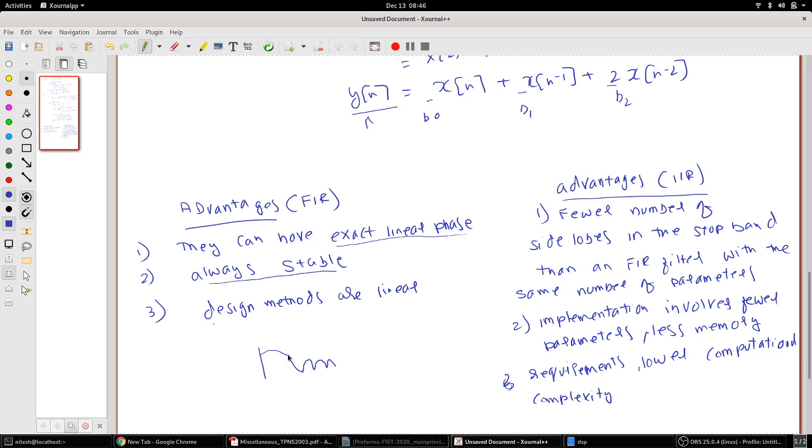These ripples will be there. So these side lobes are fewer for an IIR filter compared to a FIR filter in the stop band. This is your stop band. This is your pass band.